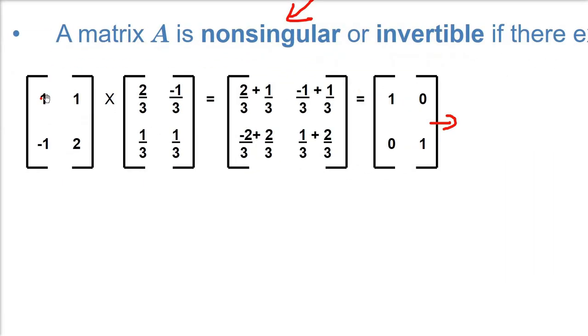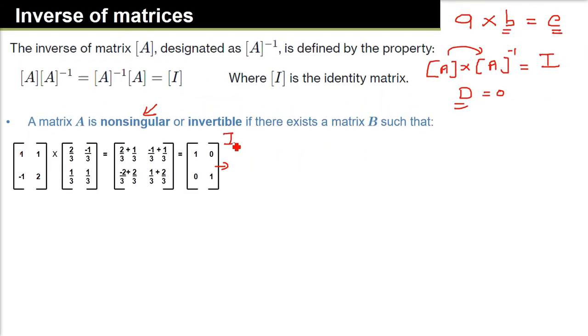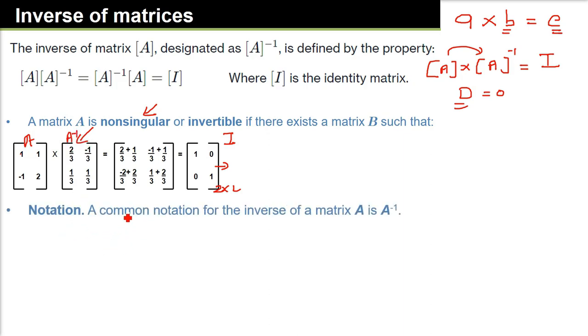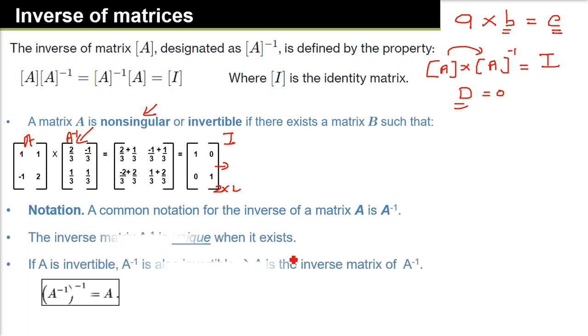1 into 2 by 3 plus 1 into 1 by 3, this is the first element. 1 into negative 1 by 3 plus 1 into 1 by 3, this is the second element. Negative 1 into 2 by 3 and 2 into 1 by 3, add them. Negative 1 into negative 1 by 3, 2 into 1 by 3, add them. So what do you get? 1, 0, 0, 1. This is the identity matrix of 2 by 2. So the inverse of 1, 1, negative 1, 2 is 2 by 3, negative 1 by 3, 1 by 3, 1 by 3. The common notation of inverse is A raised to the power minus 1.